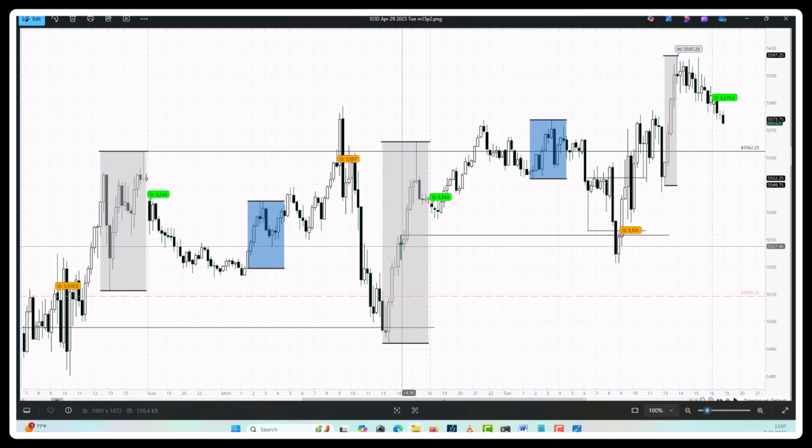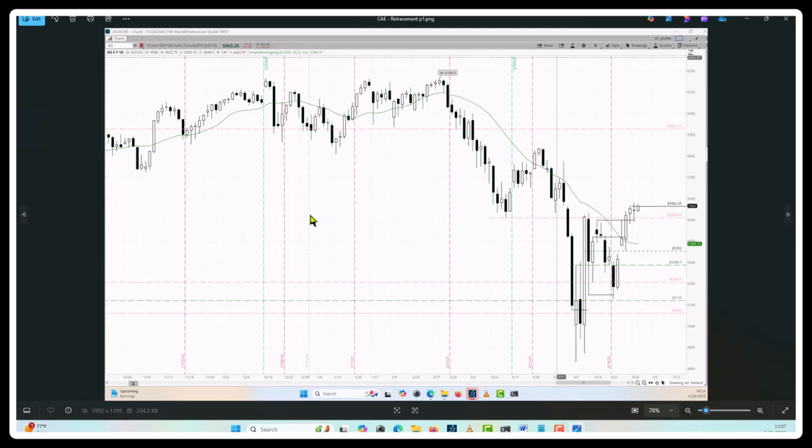And let's see how we handle that. Let's see. Okay, we say candle retracement. Candle after expansion, it's a retracement.